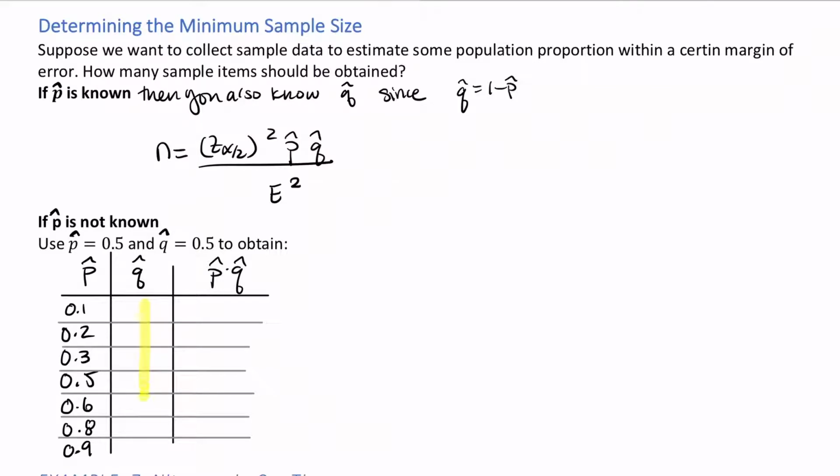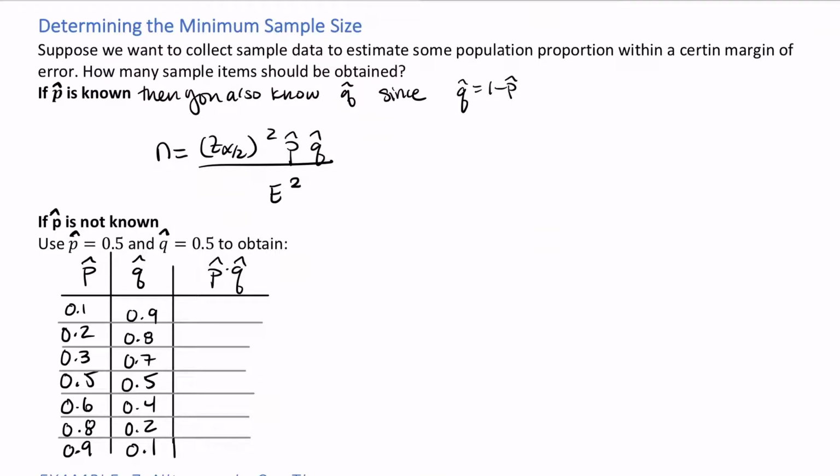So fill in the blanks here. What would q hat be in this first case? I'll help you out in this first case here. Since p hat equals 1/10, then q hat equals 1 minus 1/10, which is 0.9. So please fill in the remainder of this column.